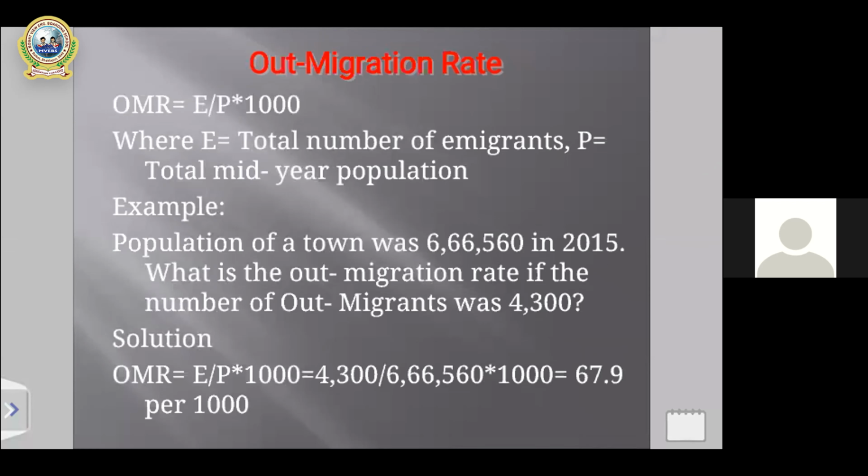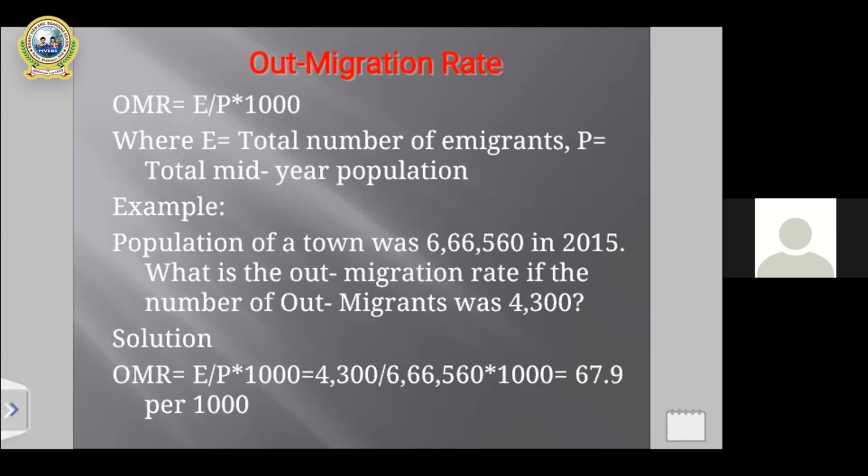After that, my dear students, you can see on the next slide, the next page, the second measurement of migration rate, that is out-migration rate, OMR. Now let's begin with the formula, and after the formula, one example is shown on the screen to calculate OMR. So to calculate OMR, the formula is OMR equals capital E divided by capital P multiplied by 1000.